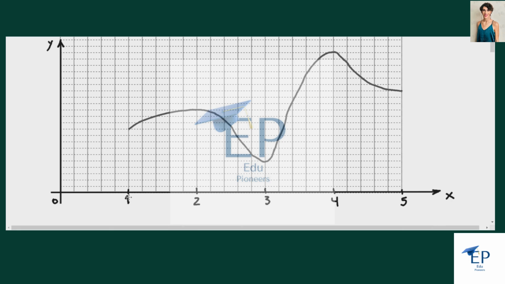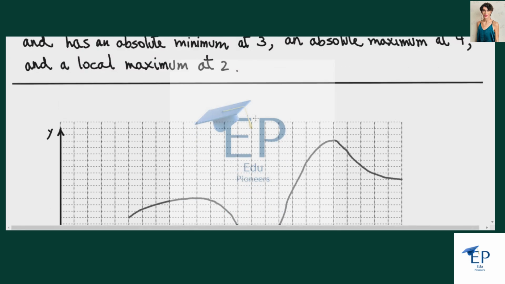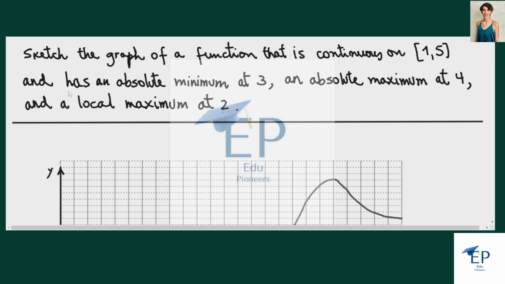First of all, the domain is the interval [1, 5], as we can see here, and the function is continuous there. That is, there is only one piece of the function. There are no jumps or discontinuities whatsoever. So the first requirement is this, and then let's see the other ones.